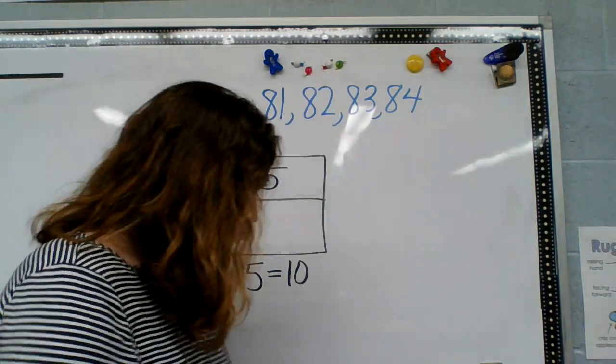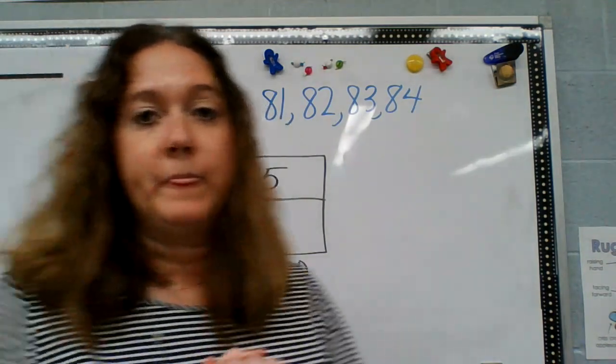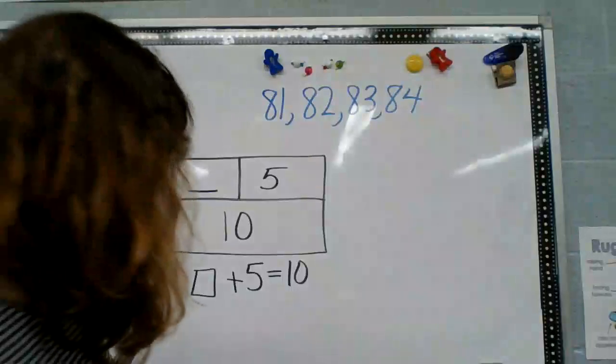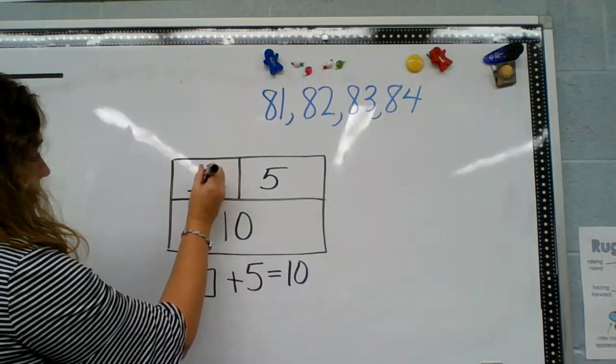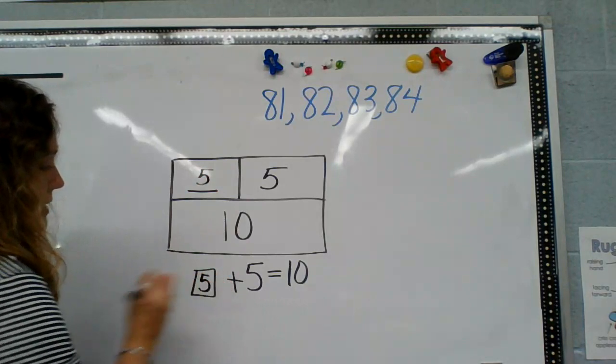But the other way, again, 10 fingers each time. We know we have 5, so I'm taking 5 away. How many fingers are left? 1, 2, 3, 4, 5. Hopefully you know when it's a hand, that means 5. 5. 5 plus 5 is 10.